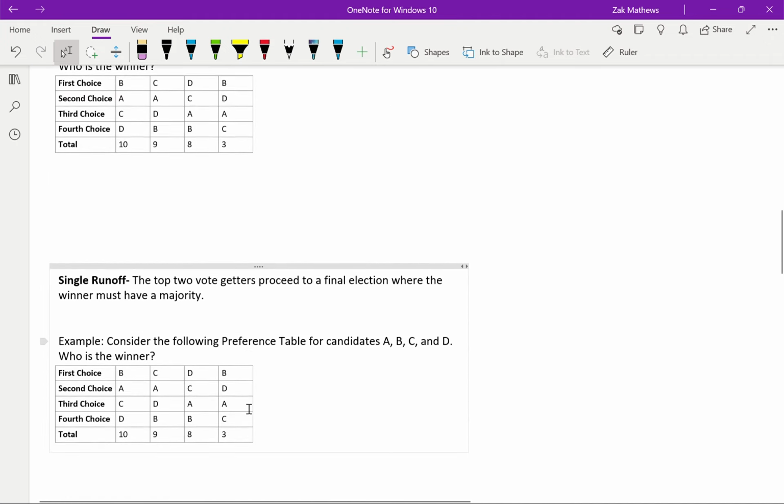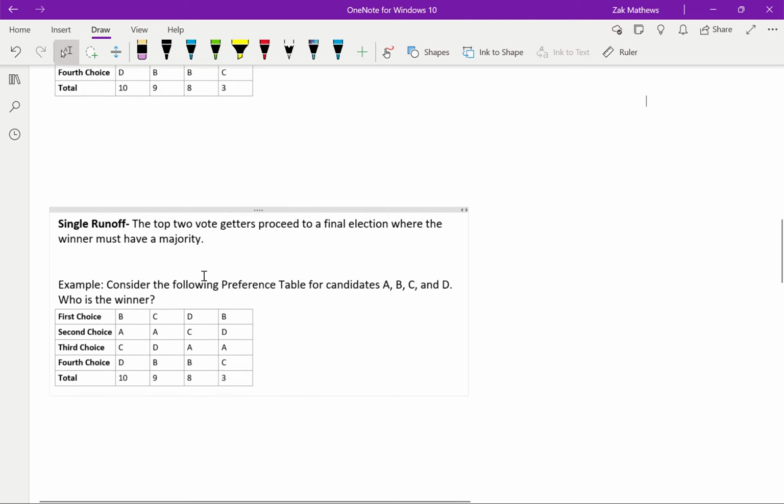The first type of system we're going to look at is what's called a single runoff. This is one of the most common in the United States. If you don't hit the majority, elections are broken down into multiple stages, as we do with primary elections. You select one candidate, and the top vote getters continue on to the general election. So this is very common within the United States. In a single runoff, the top 2 vote getters get to move on to the final election.